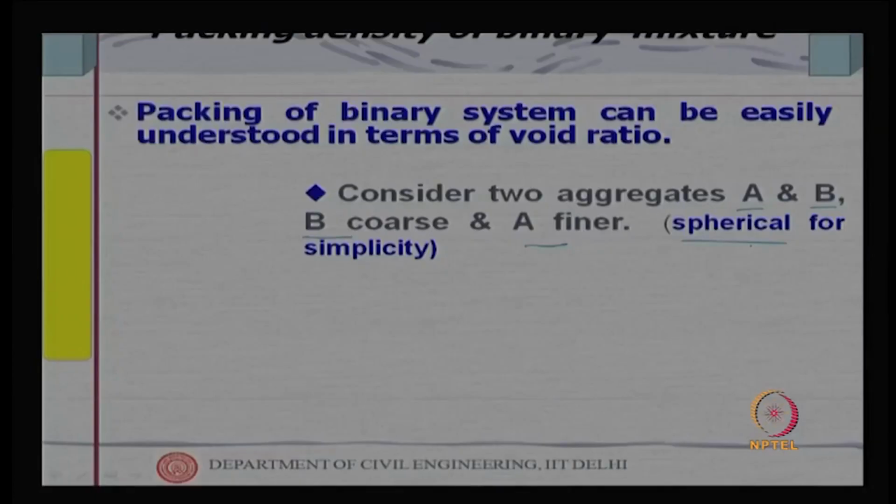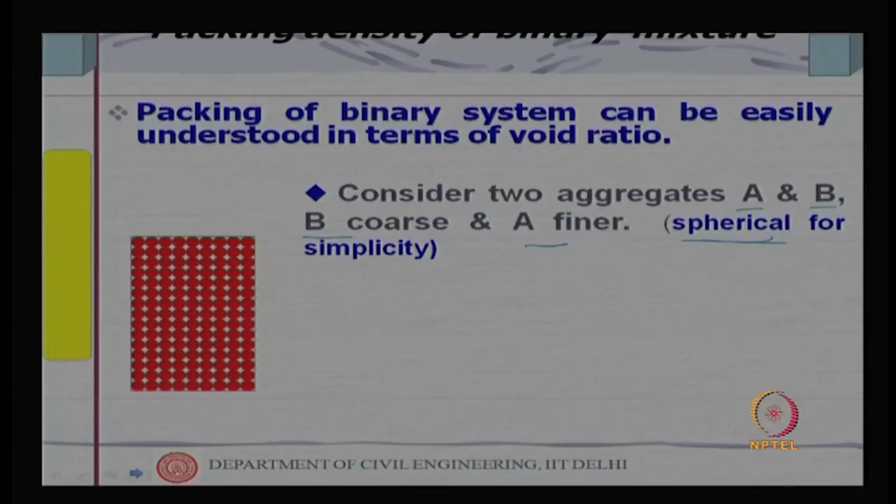First we looked into shape and we said that a rounded shape packs better. The void ratio increases going from rounded to angular shape. So, therefore, the spherical one packs better, and we are now considering the effect of different sizes and their proportions on the packing density. So, we are considering spherical particles again, not changing the shape. It will be something like this.